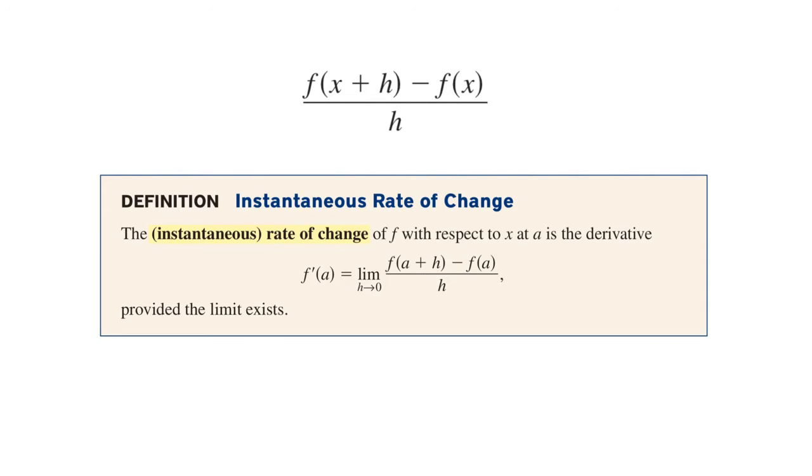So if we take our difference quotient that we've been working with, and we interpret that difference quotient as the average rate of change of the function f over the interval from x to some point x plus h, we can interpret its limit as h approaches 0 to be the rate at which f is changing at the point x. So that's what our definition of instantaneous rate of change here says.